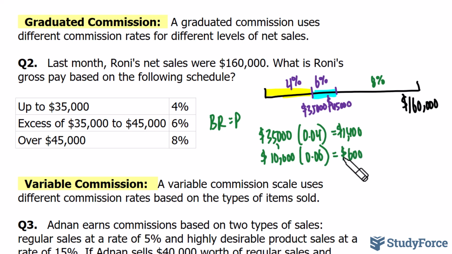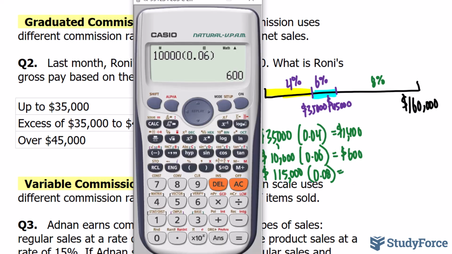Now, from 45,000 to 160,000, the difference there is $115,000, right? Simply take 160,000 and subtract from it 45,000 and you'll get 115,000. So we'll take $115,000 and multiply it by a rate of 0.08 using our calculator again. That ends up giving us 9,200.